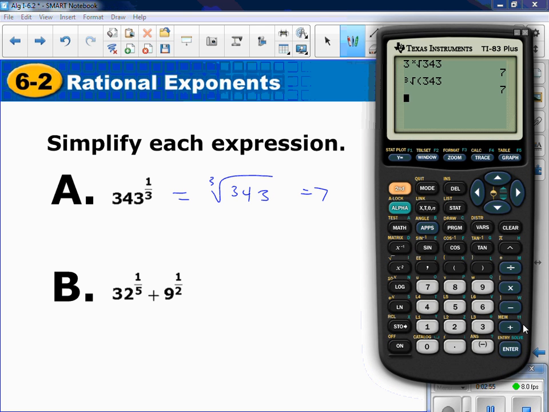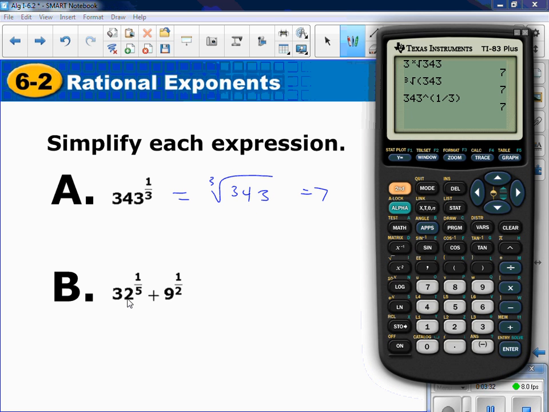Now I can type this problem in the way it's written, but I have to be careful. 343 caret, and when I do the 1/3 power, it has to be in parentheses. Warning, they don't always come out nice and neat. So don't just automatically throw it in a calculator and expect to get an answer. Sometimes it's just simplify it. You can't take it any further.